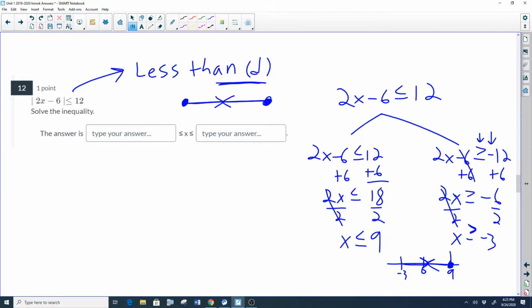I love 0. Plug in 0. 2 times 0 is 0, so it just goes away. And then the absolute value of negative 6 is a positive 6, which is less than or equal to 12, which works. So type in our answer now carefully.